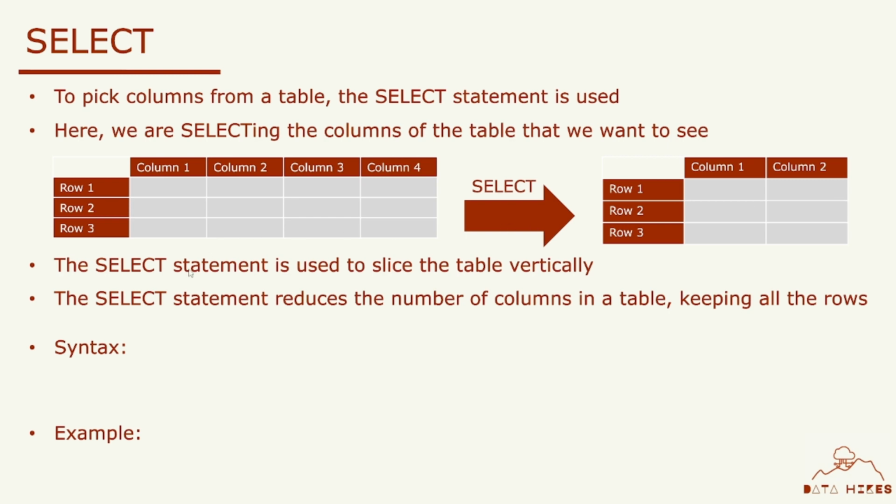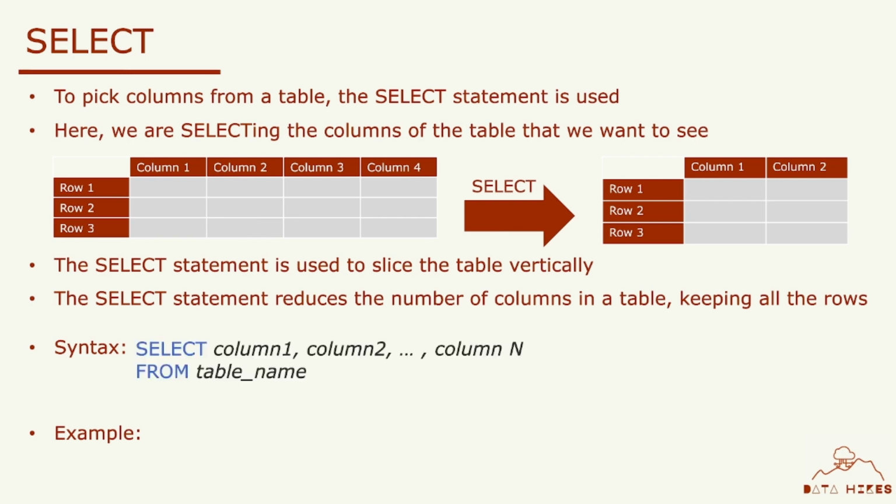You can think of it as being used to slice the table vertically. So if you cut the table from here vertically, you get the result, and that's what the select statement does. The select statement reduces the number of columns in a table, but it keeps all the rows. We'll get to how we manipulate the rows, but for now, understand that the select statement vertically slices the table, which means that it reduces the number of columns in a table, but it doesn't affect the number of rows in a table.